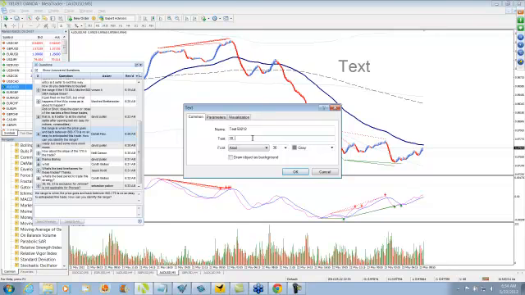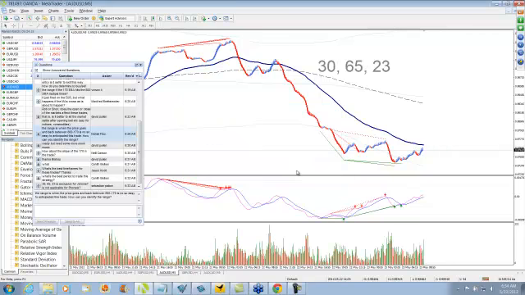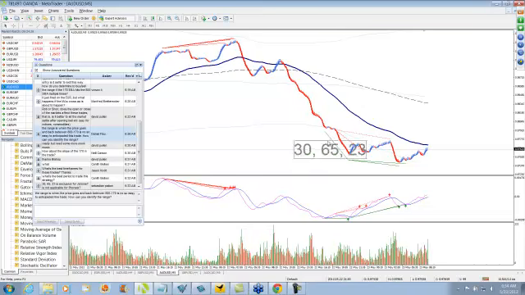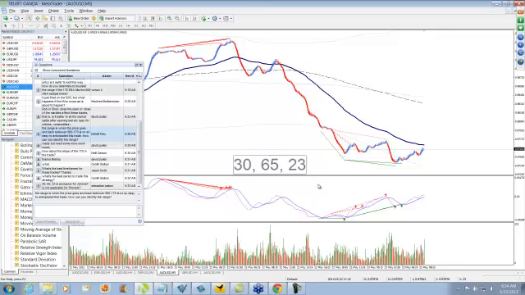30, 65, 23. There you go. I can't do it. Gregorian chant. There it is. Those are the settings for the MACD. I should actually write that text down here in the lower window. That's the settings for the MACD, for the divergence. That's the settings that we want to have for the Jerome Plus trade.